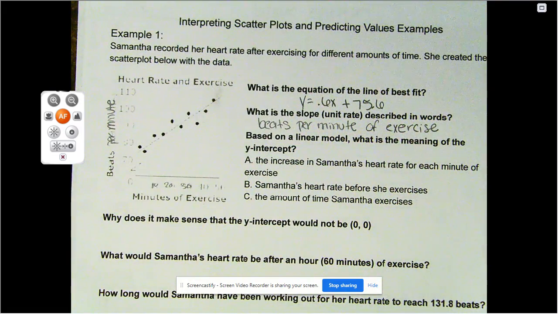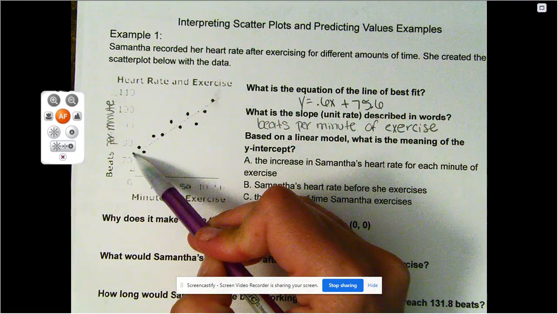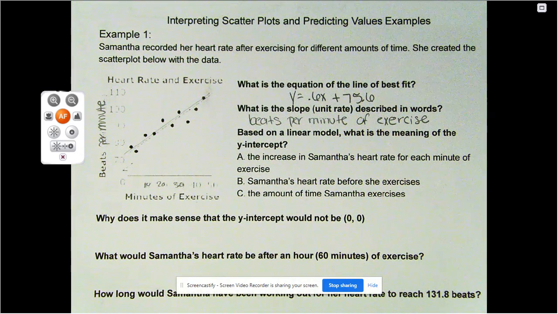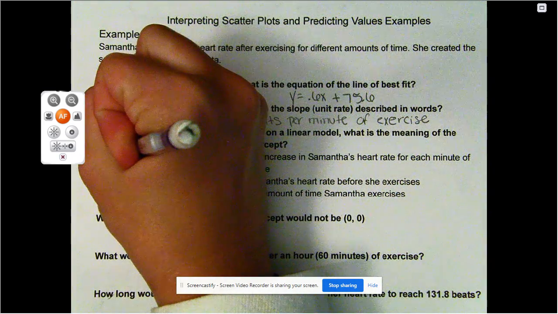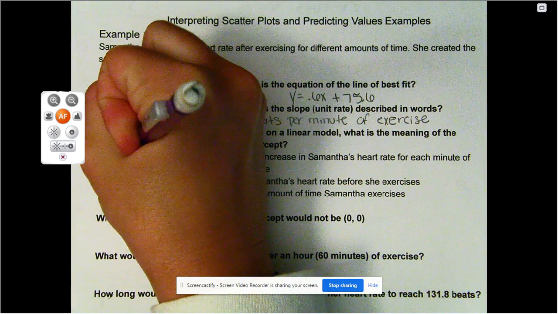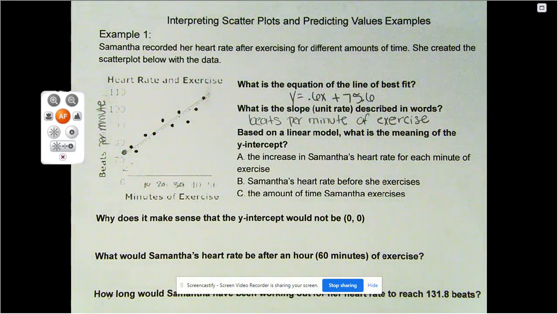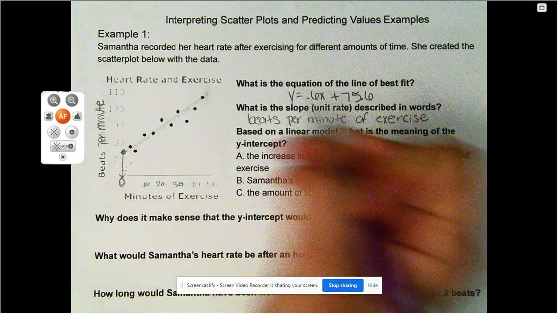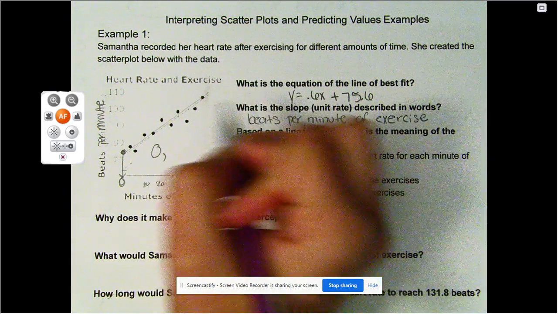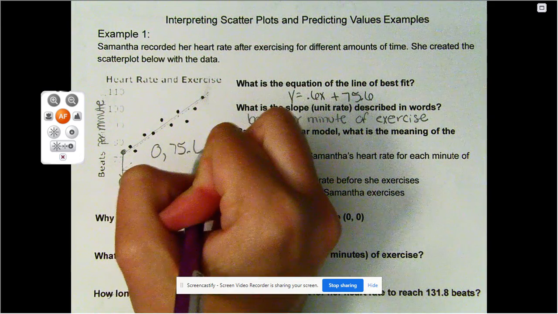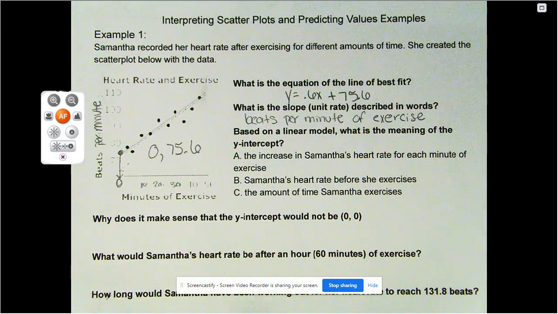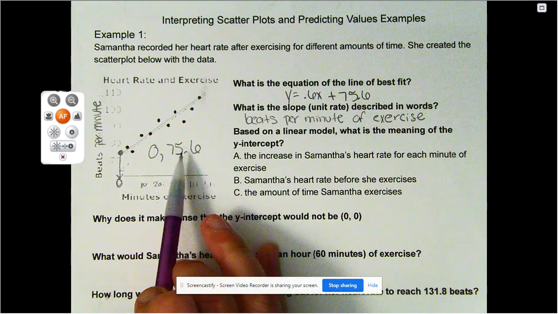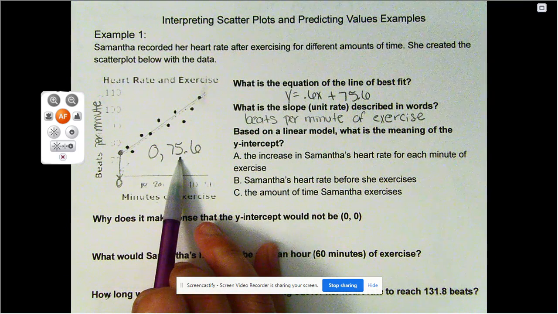Based on the linear model, which is the linear line graphed inside of here, what is the meaning of the y-intercept? Your y-intercept is somewhere in here, and in my equation it came out to be 75.6. If you notice, it has an x value of 0, so my y-intercept is (0, 75.6). But what does that really mean? The x-axis is minutes of exercise, so at 0 minutes of exercise, her heart rate is already at 75.6.